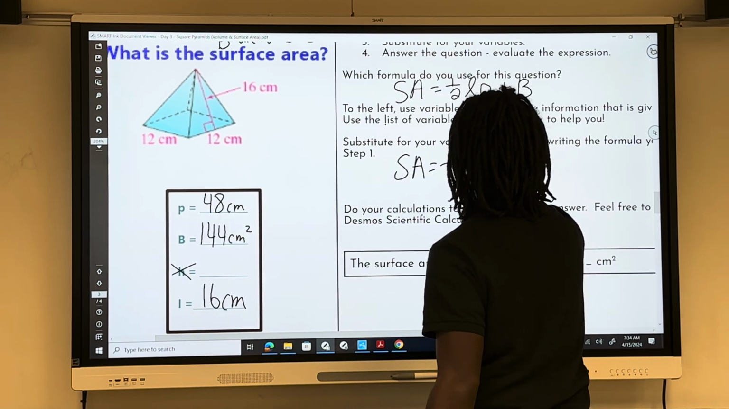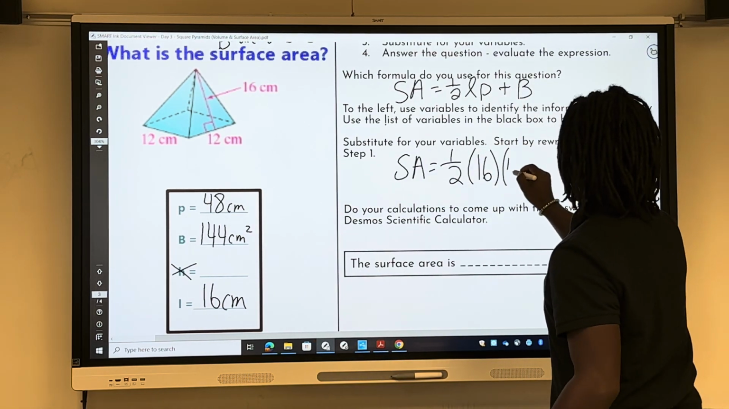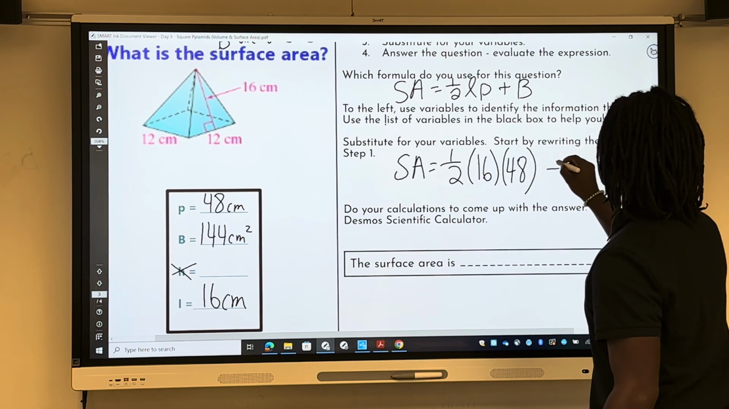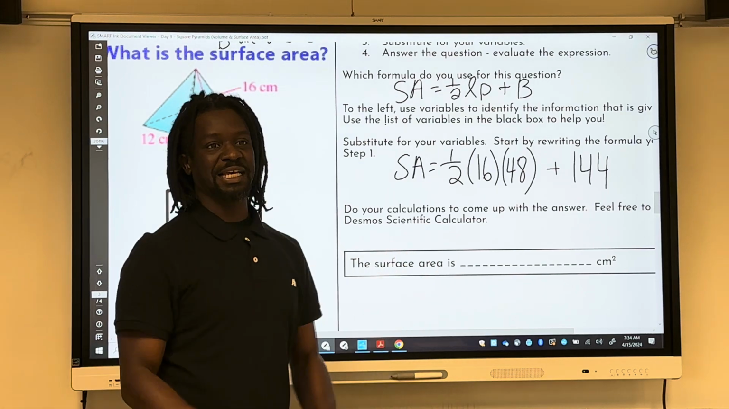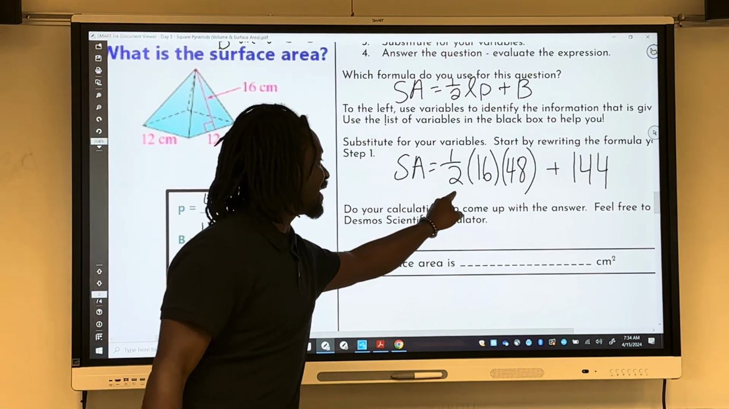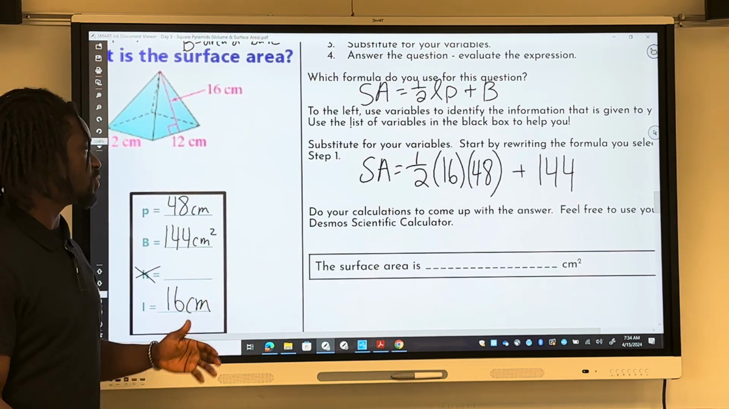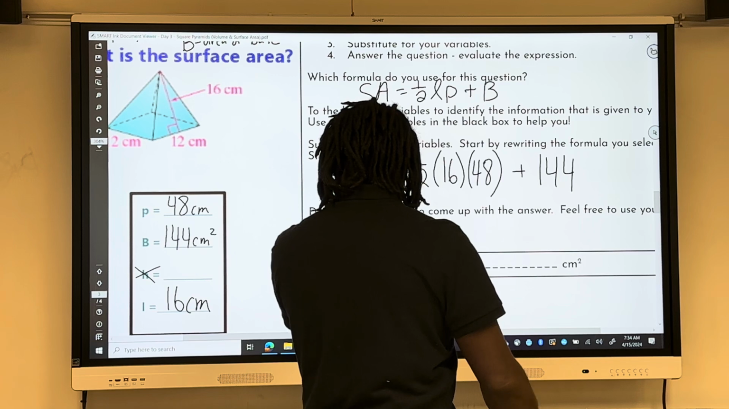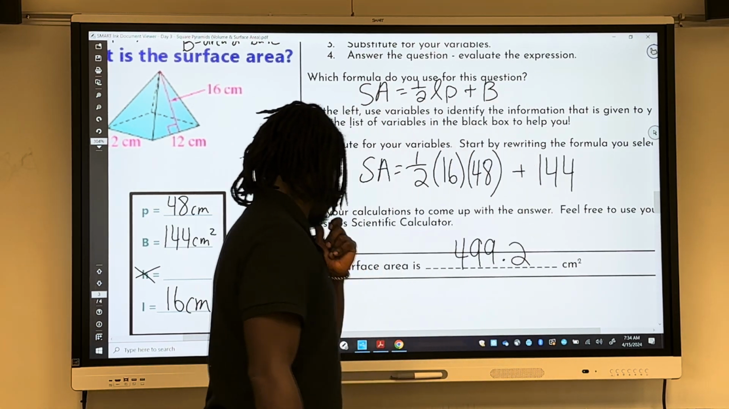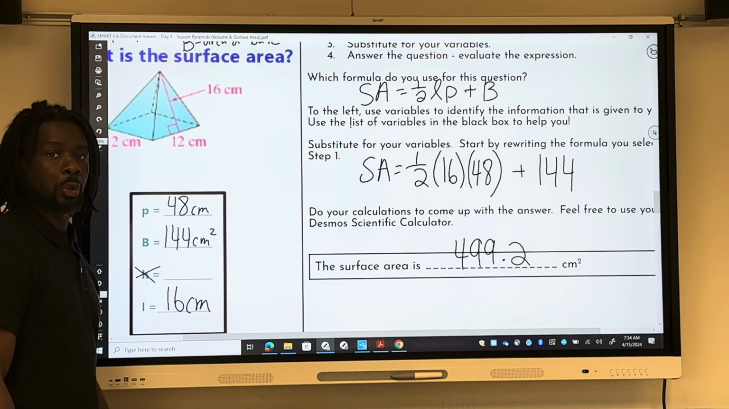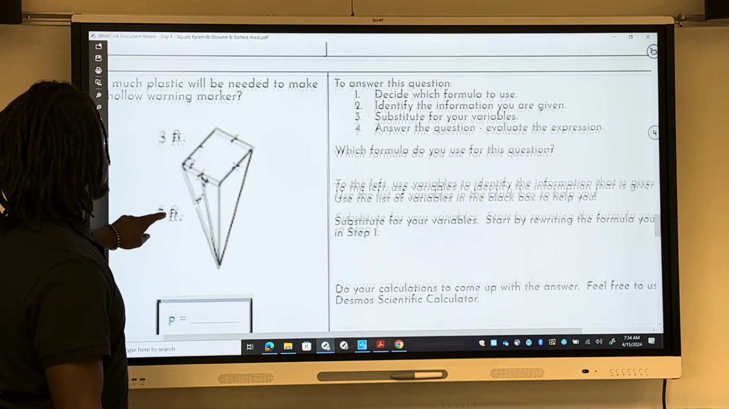So we have 1/2 times the slant height times the perimeter plus the big B, which is 144. And guys, once I do that, I'm just going to take that expression, plug it into Desmos, and it will give me my answer, and my answer is 499.2. All right, and let's move on to the second one.